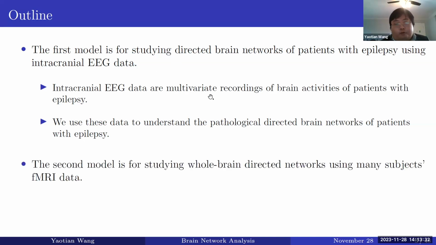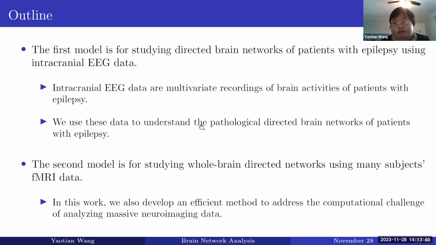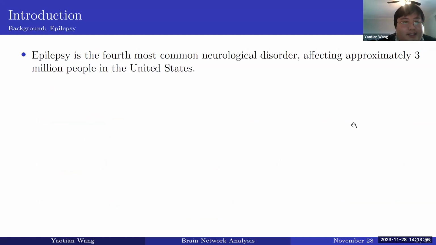Our second model is for studying whole brain directed networks using many subjects' fMRI data. In this work, we also develop an efficient method to address the computational challenge of analyzing thousands of subjects' fMRI data. Now let me first explain my first model, and I will first explain epilepsy.